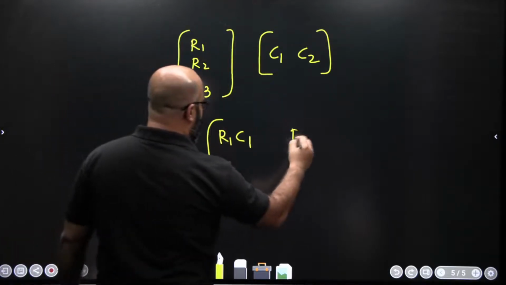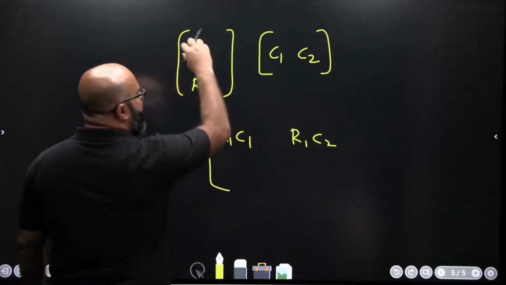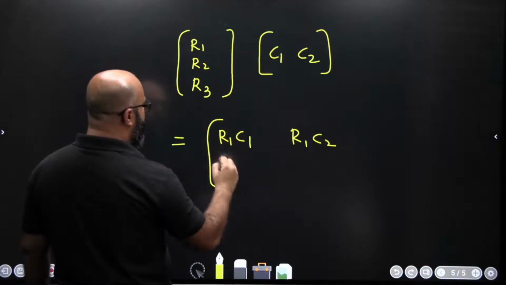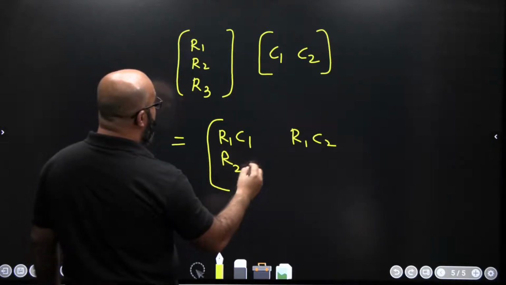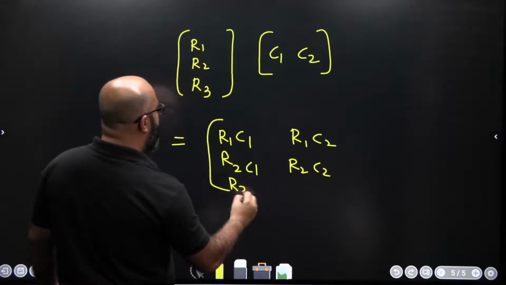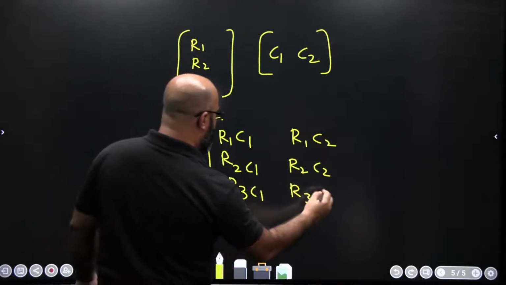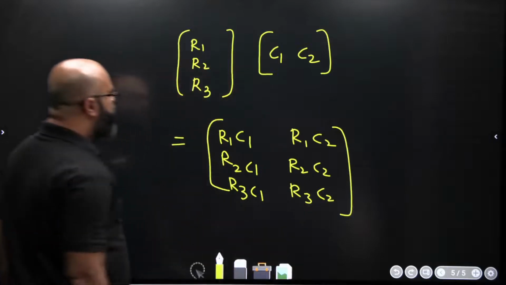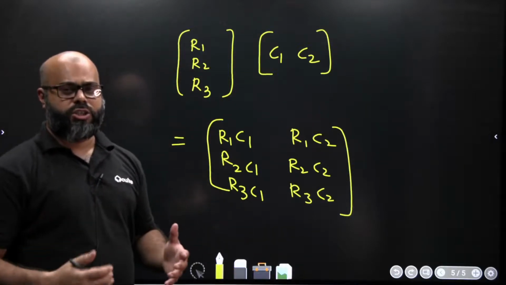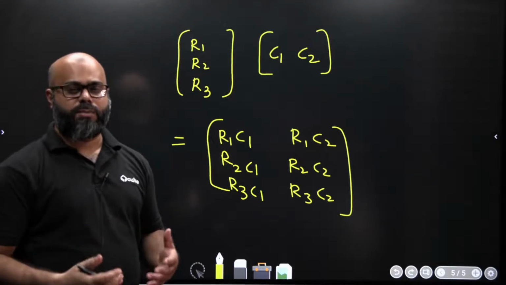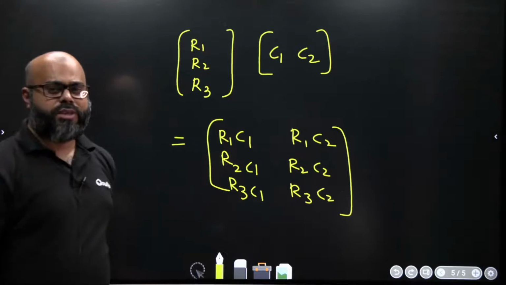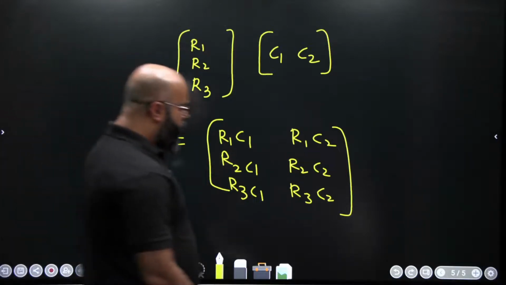Then R1 C2 is the next element. This is not an element, this is a whole row and a whole column here. It is just a notation: R2 C1, R2 C2, and R3 C1, R3 C2. So this is how you will get the resulting matrix. In this manner you can remember that matrix multiplication is a row to column multiplication. You multiply rows with columns and you get the elements of the resultant matrix.